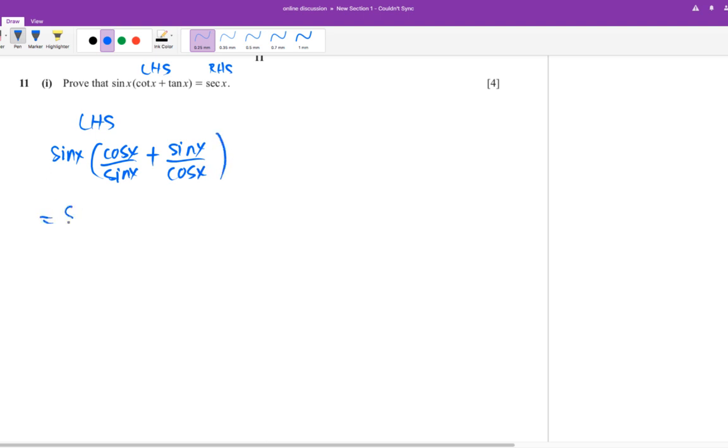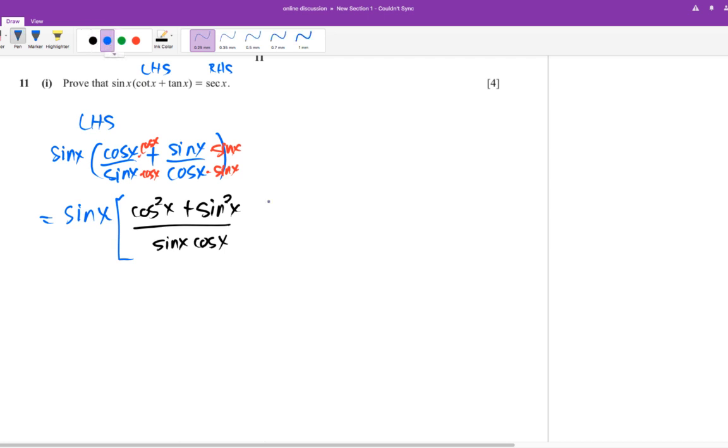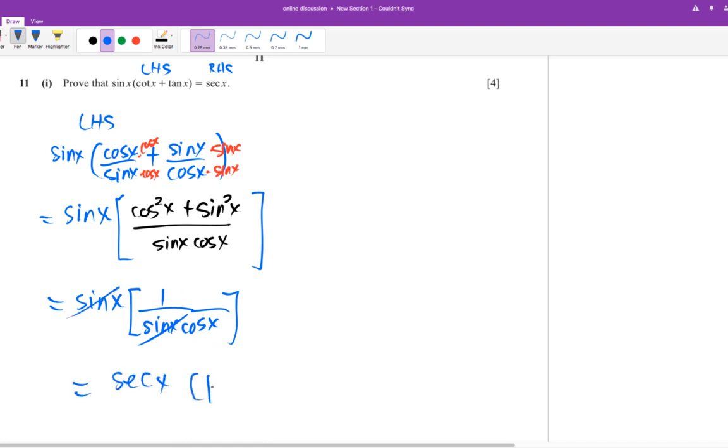Then the next thing I will do is make them have the same denominator. That means I will multiply by cos x here, and I will multiply by sine x here. Therefore I will get sine x cos x in the denominator, and here will be cos square x plus sine square x. Then sine square x plus cos square x we know is equal to 1. Then sine x and sine x I will simplify over here. Then I get 1 over cos x, which is secant x. Proven.